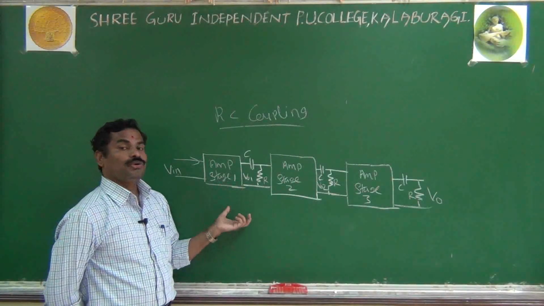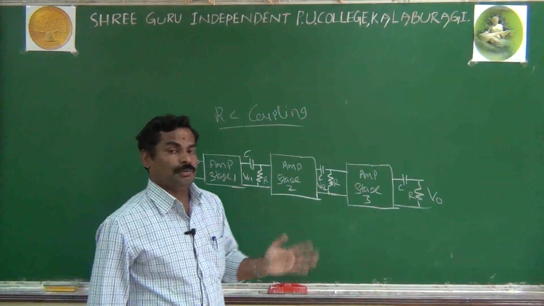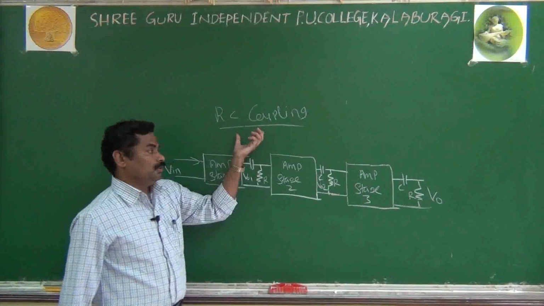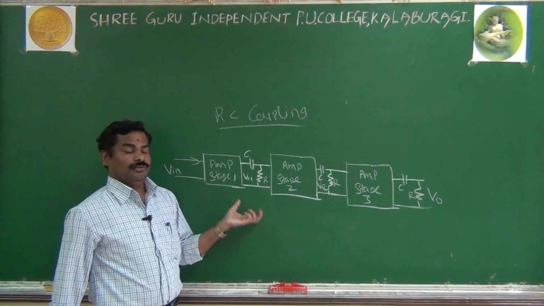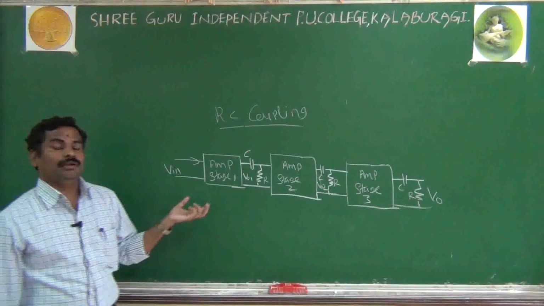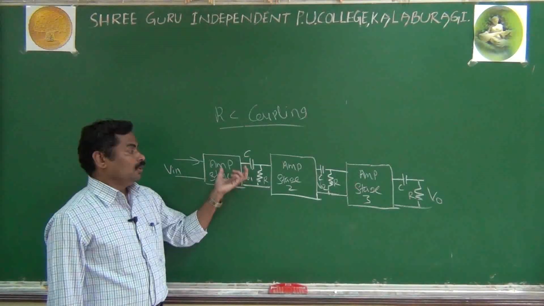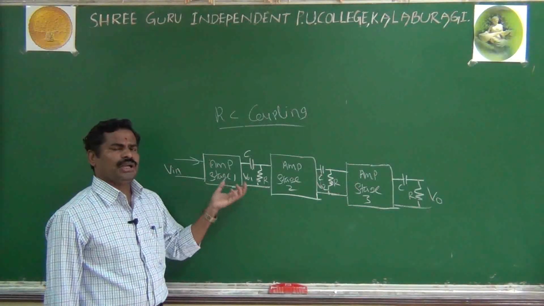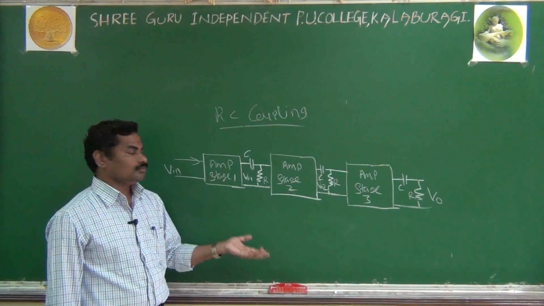Because in RC coupling you have more voltage gain as compared to transformer coupled and direct coupled. Also you have more frequency response. It has more voltage gain and also more amplification as compared to direct coupled and transformer coupled.